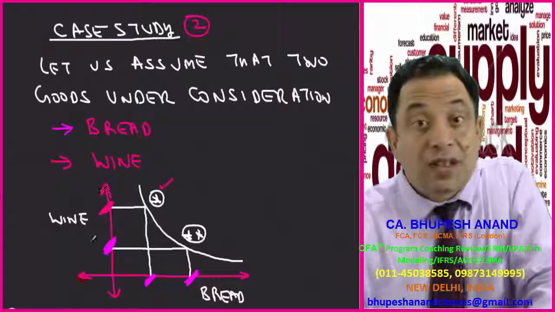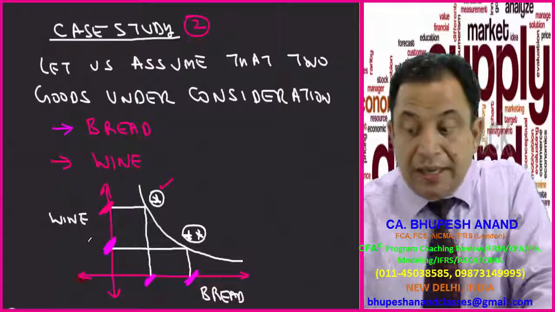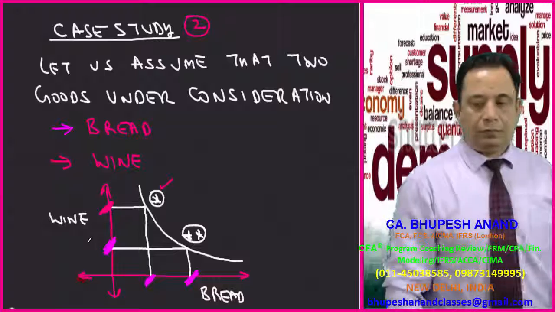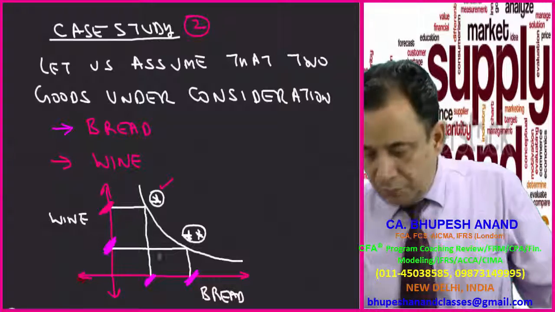So please write down this case study. I am telling you, it is very important. Let us assume that two goods under consideration are bread and wine. Please prepare the graph.